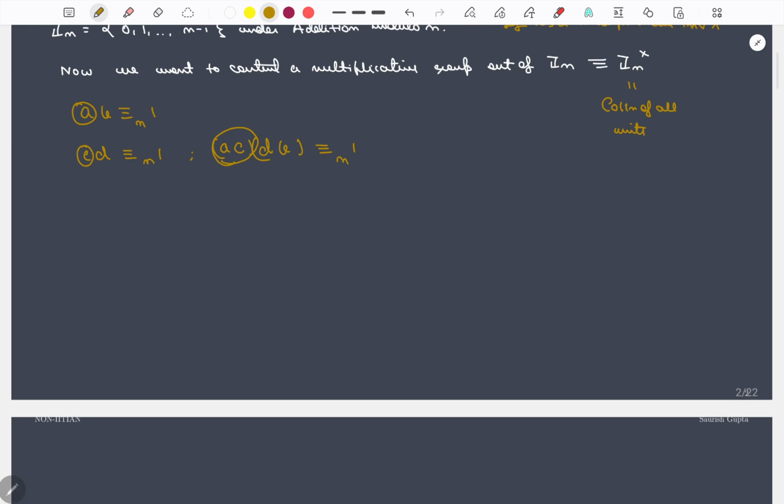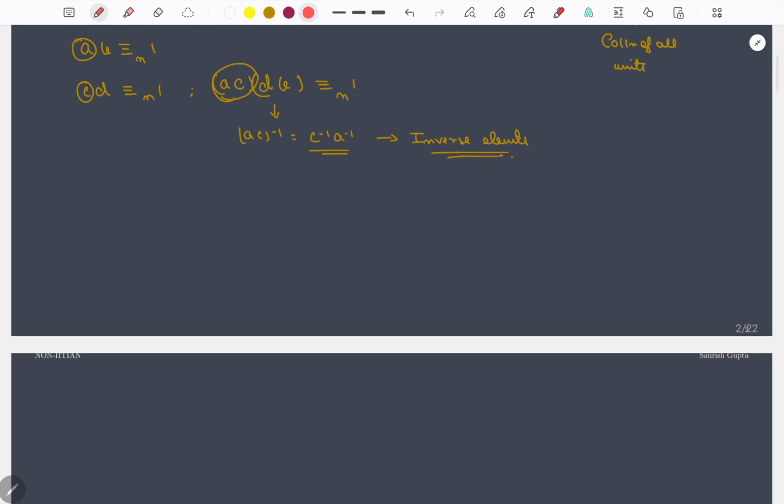So in some sense what we can also see is that (ac) inverse will be nothing but c inverse a inverse, which is the typical property of inverse elements, right? These are pretty elementary properties of inverses, because you can see that (ab) inverse is nothing but b inverse a inverse, quite easily observable. Okay, fine.